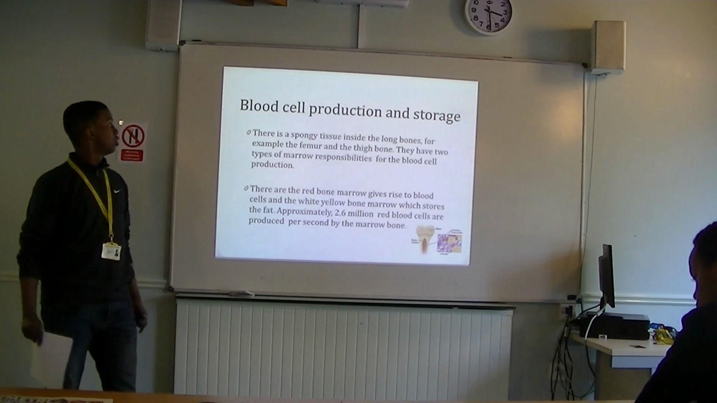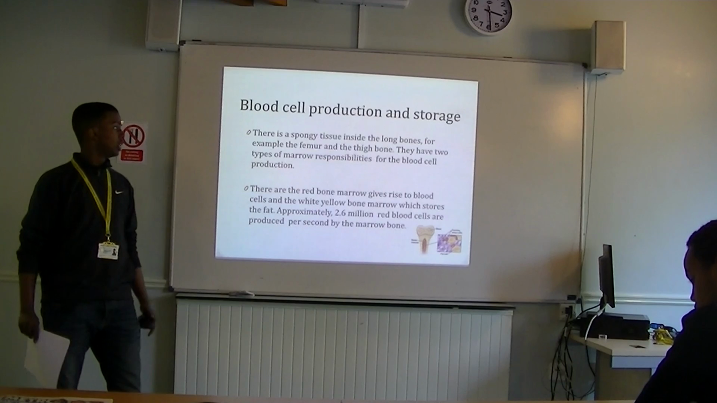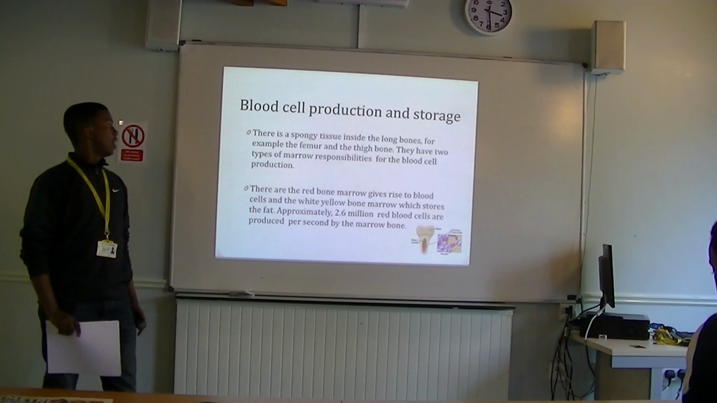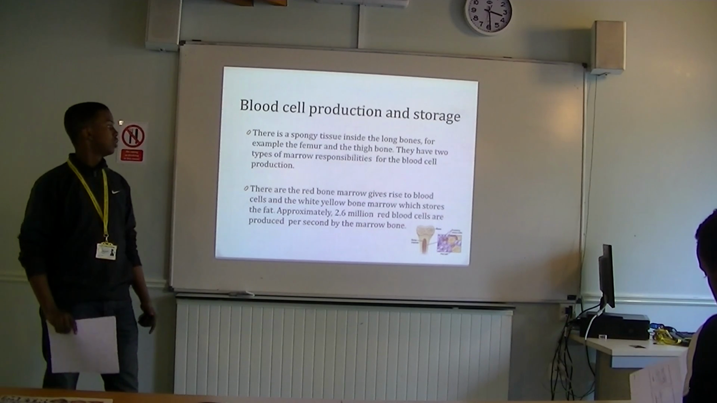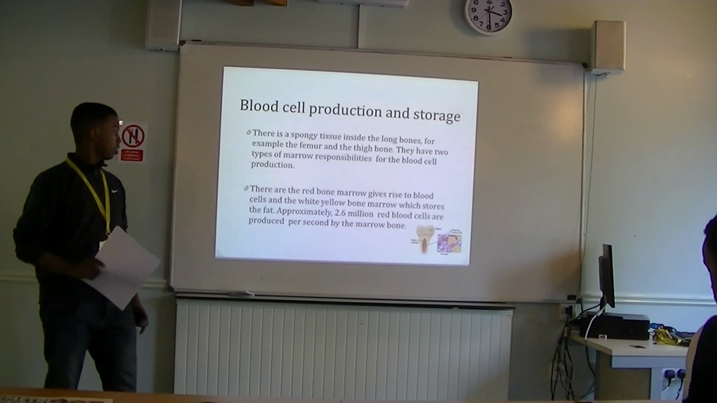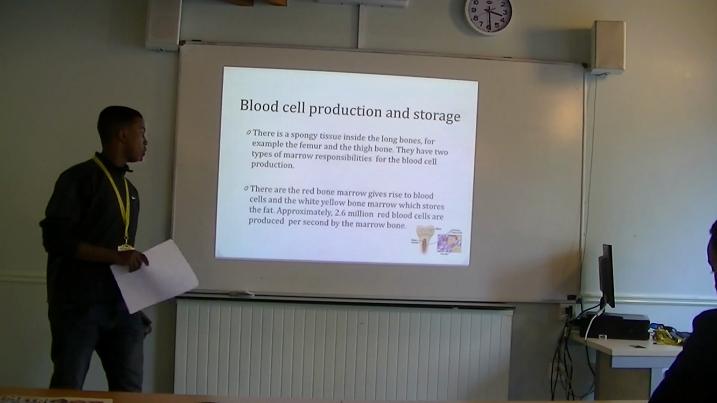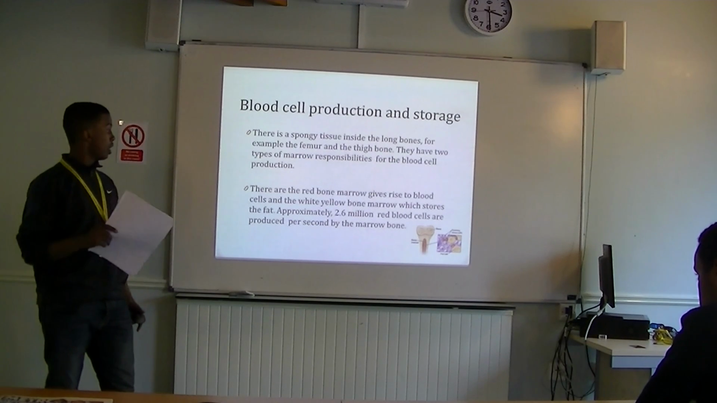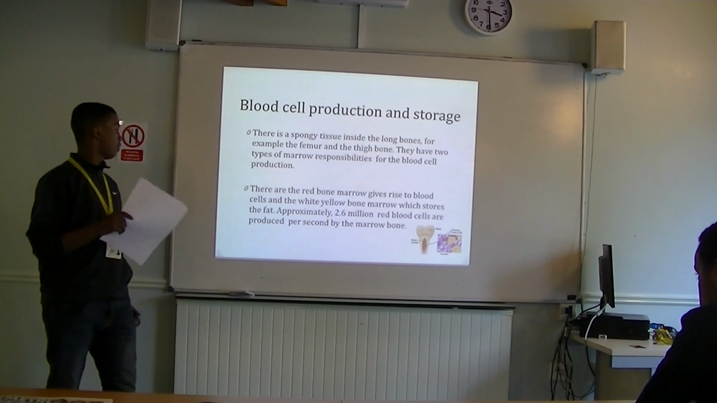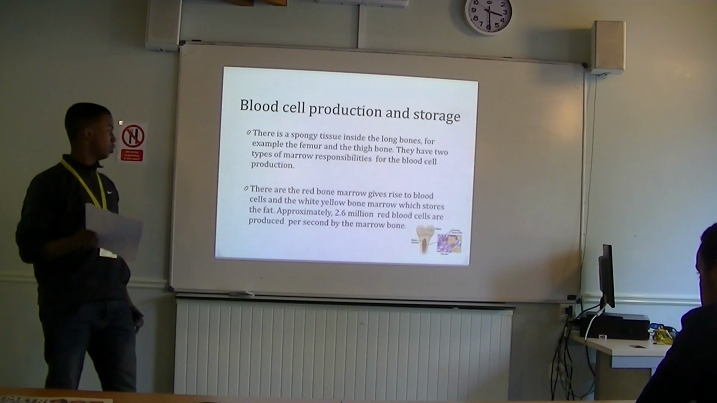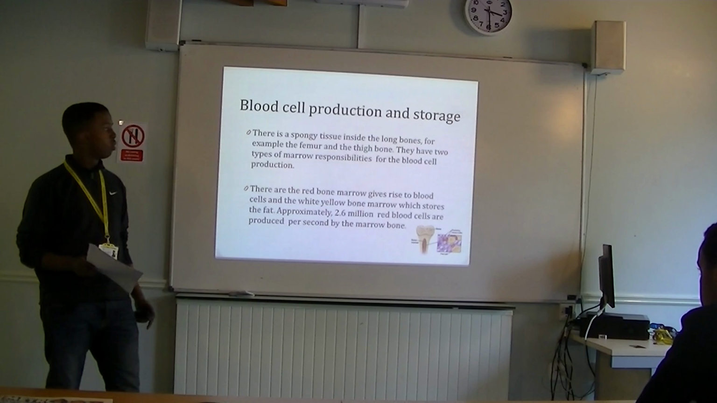Blood cell production and storage. There is a spongy tissue inside the long bone, for example, the femur and the thigh bone. They have 2 types of marrow responsible for cell production. There is the red bone marrow, which gives rise to the blood cells, and also the yellow bone marrow which stores fat. Roughly 2.6 million red blood cells are produced per second by the bone marrow.